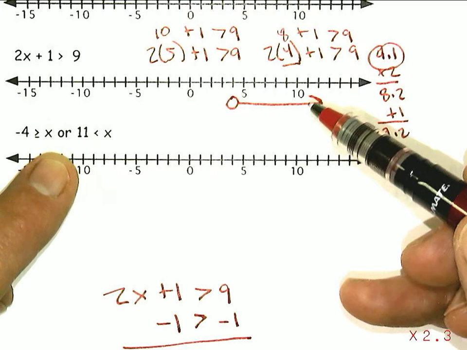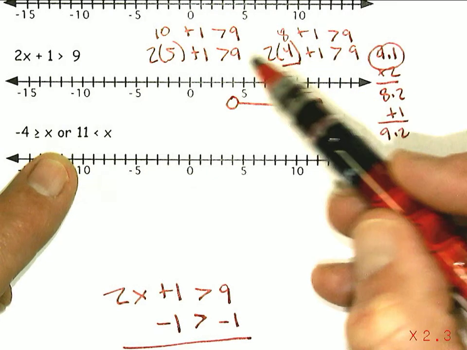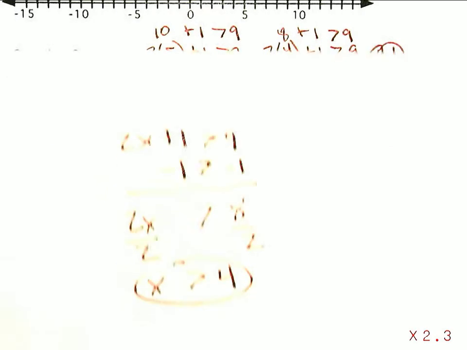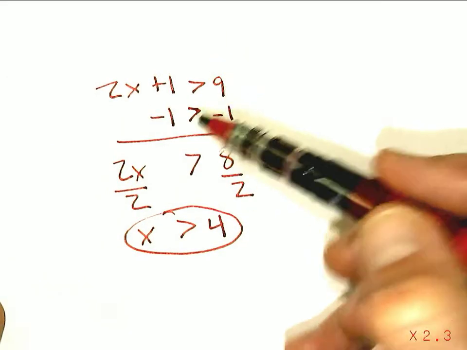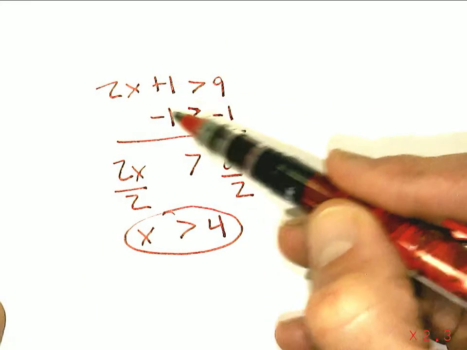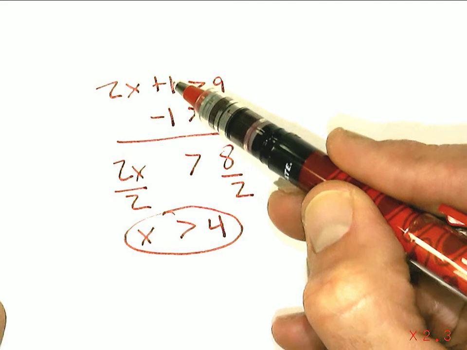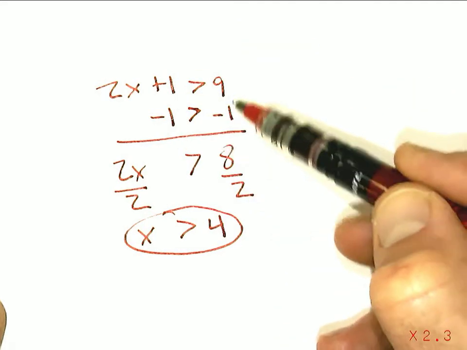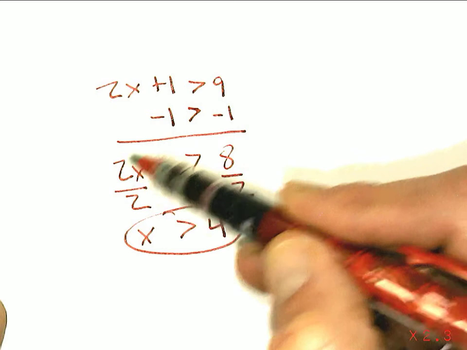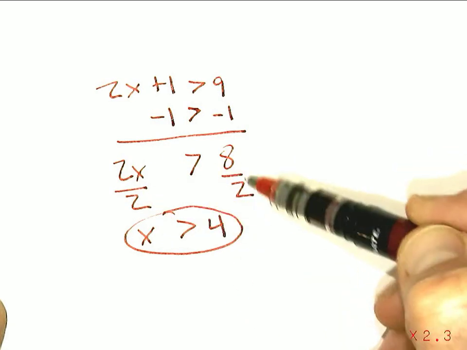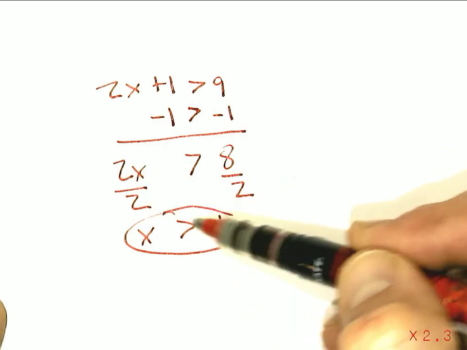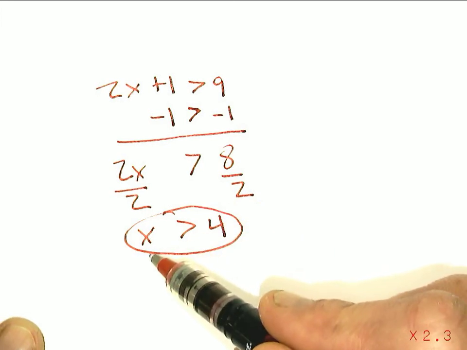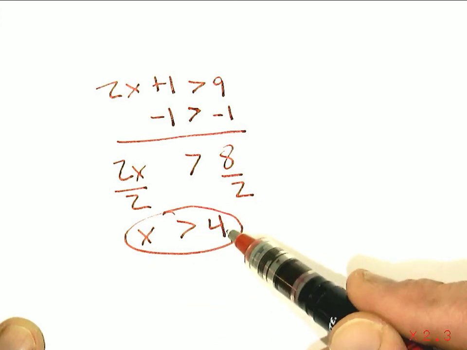So it's a much more complex problem. But again, you can either do it by guessing your way through it or by solving it using algebra, undoing the problem: undoing the addition by subtracting 1 from both sides, undoing the multiplication by dividing both sides by 2, and coming up with a simplified version of the inequality, x is greater than 4.